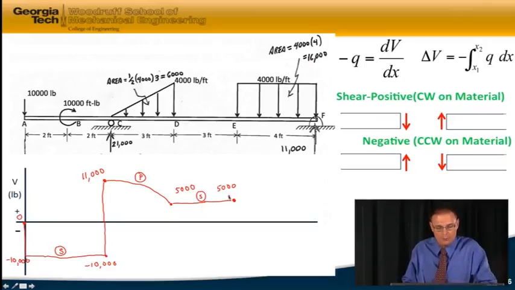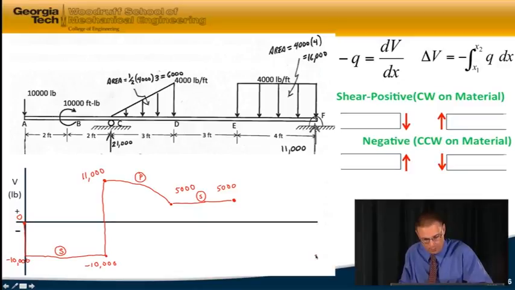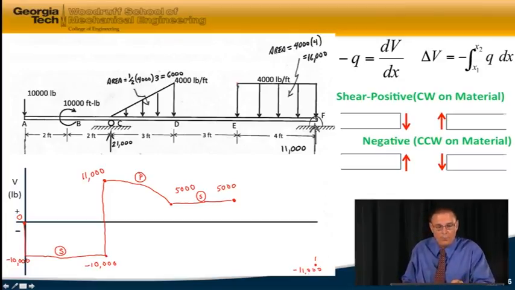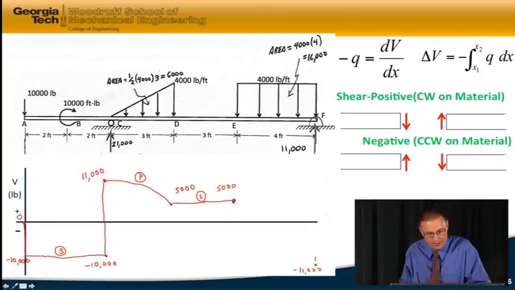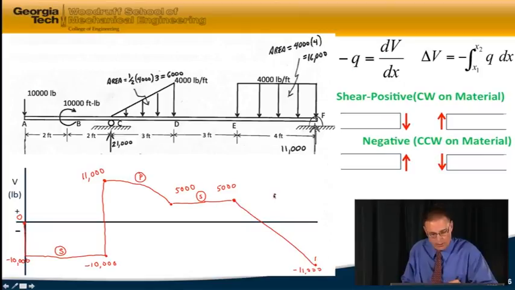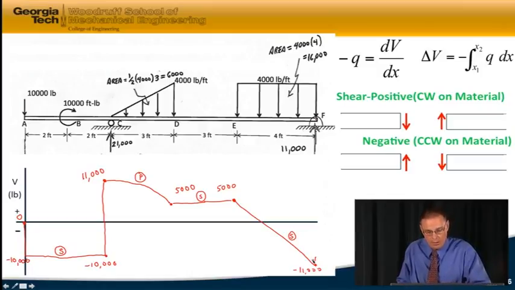Then going from E to F, the area under the load curve is 16,000, so the change in shear will be from 5,000 down to minus 11,000. We're going to be down here at minus 11,000. Between those 2 points, the negative of the value of the load stays constant at 4,000, so the slope of the shear diagram is going to stay constant, and it's going to go down with a straight line here. And so that's a straight line.